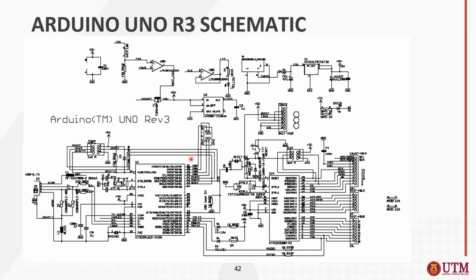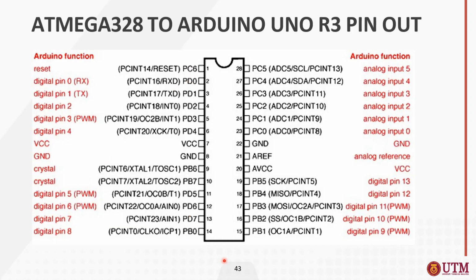So this is actually the breakdown circuit. This is the Atmel 328, and this is the interface of the circuit inside the Arduino. This is similar to what you have seen in the previous slide, where you have port B, port C, and port D. Because it is the ATmega328, it is the same as the previous slide.